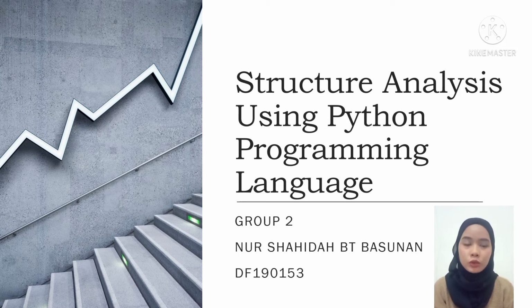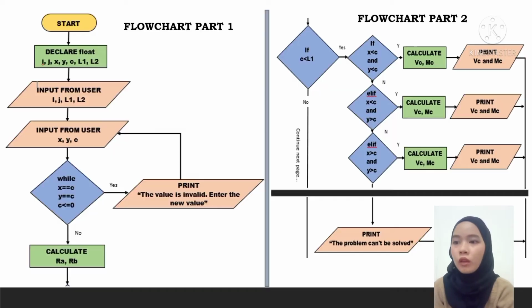DF190153. So today I would like to present our proposal video, which is structural analysis using the Python programming language. For the flowchart, our group has divided the flowchart into 3 parts. For part 1, as usual, the flowchart will start with start and declare the floats, which are I, J, X, Y, C, L1 and L2.